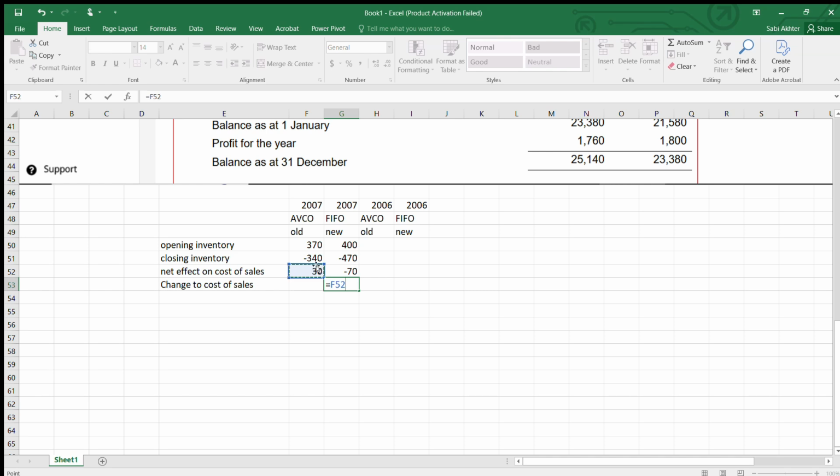Let's take the difference between these two, if you want to get it in short. It is this minus this. The difference is 100. But this 100 will be negative 100, because from positive 30 to reach negative 70, you have to deduct 100 from 30. So 30 minus 100 would be negative 70. You understand?